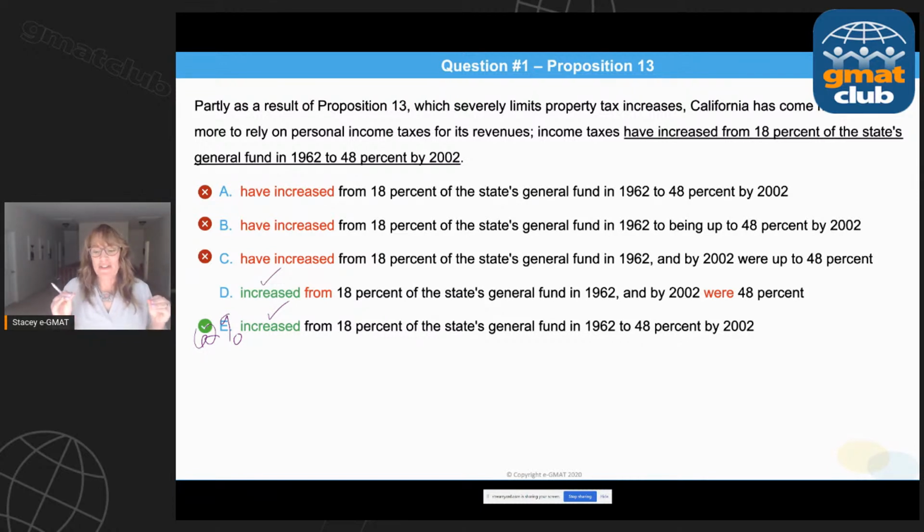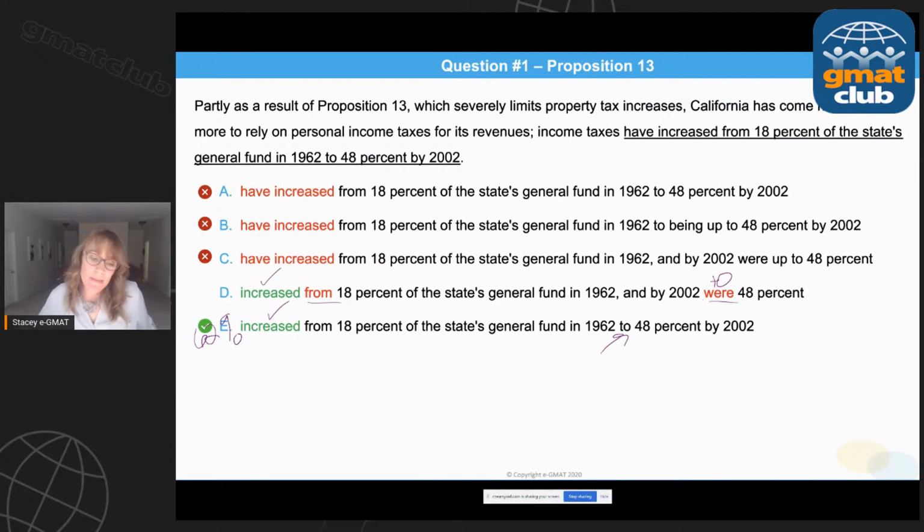You always have to look for those secondary errors, which in this case is that expression error. Increased from, and the proper expression would be to. They introduced were here, which the proper expression we need is to, which we see used right here, to 48%. So we have an expression error with choice D, which is the reason we're going to eliminate choice D here. Okay, so choice E is indeed our correct answer.